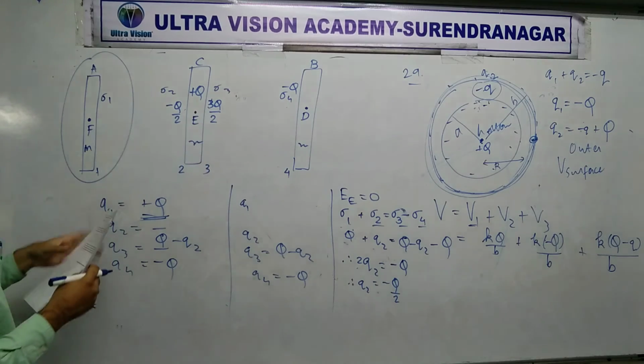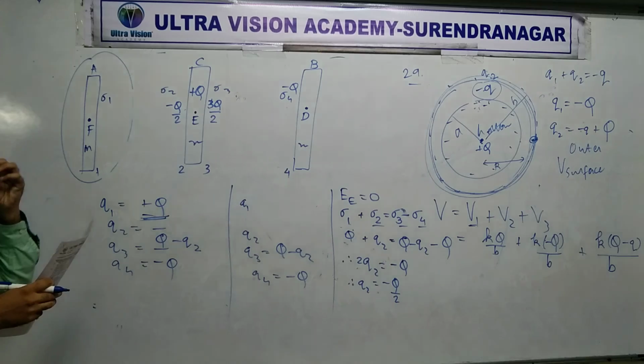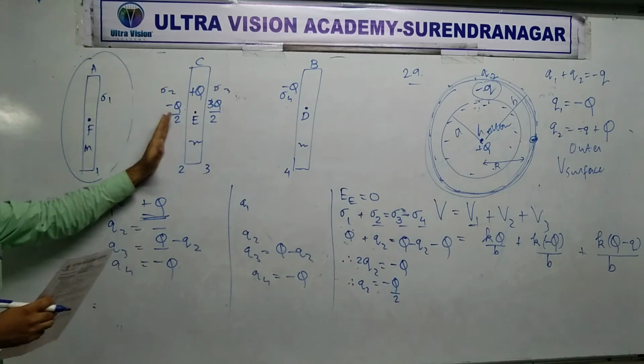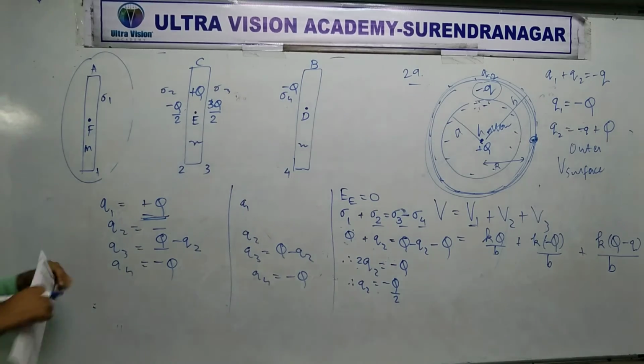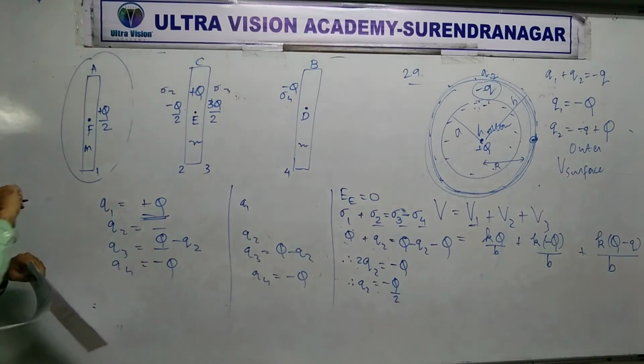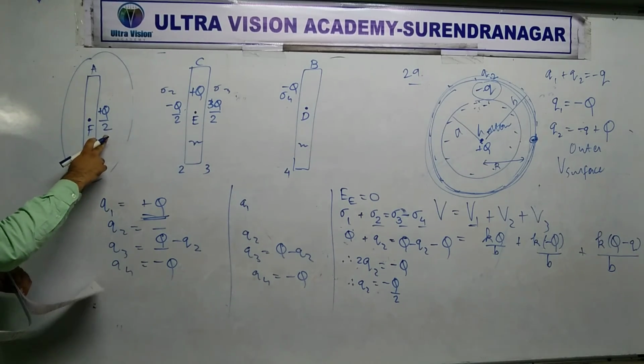Okay, then one more thing. You know what happens in capacitors ahead: facing sides take equal and opposite charge. So here there will be minus q by 2, and here plus q by 2 will come. Did you understand? Why does that happen? Minus q by 2, q by 2.